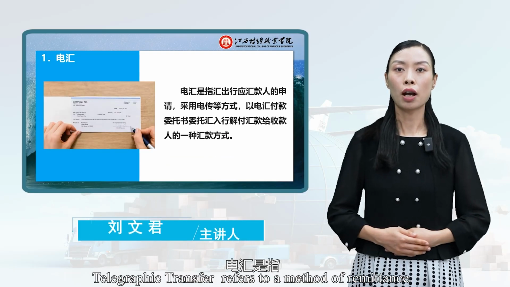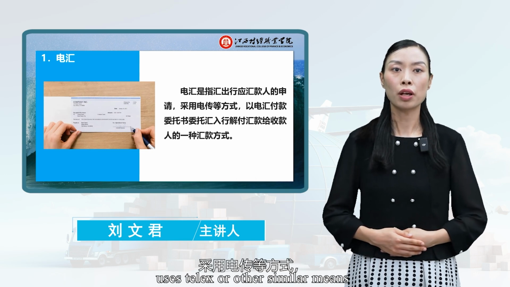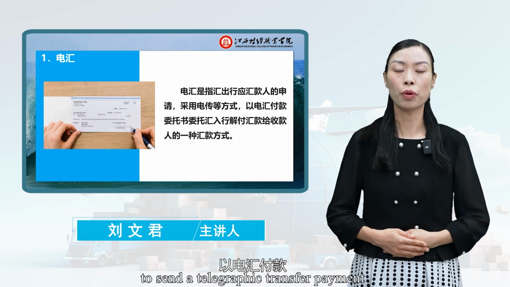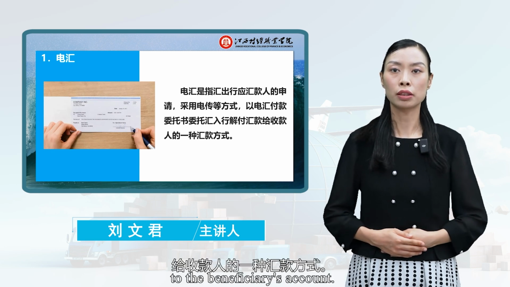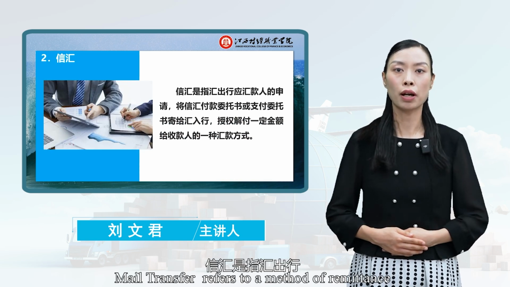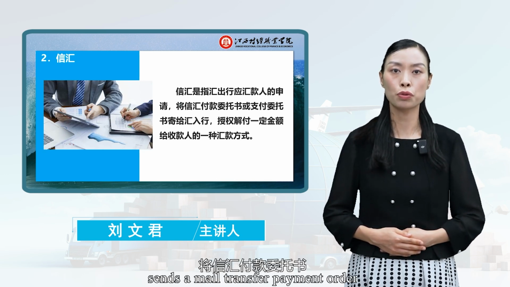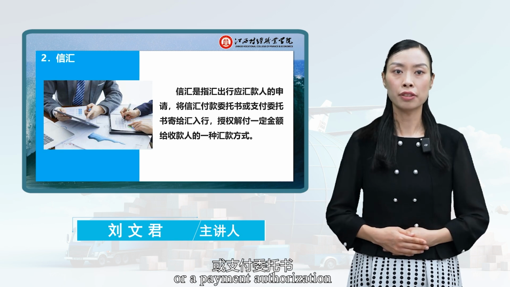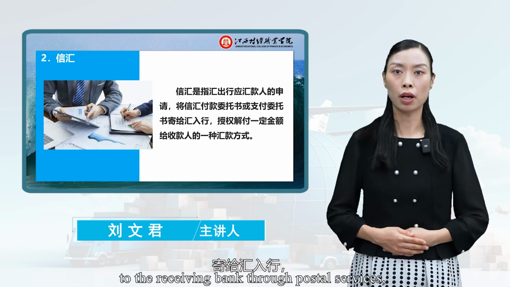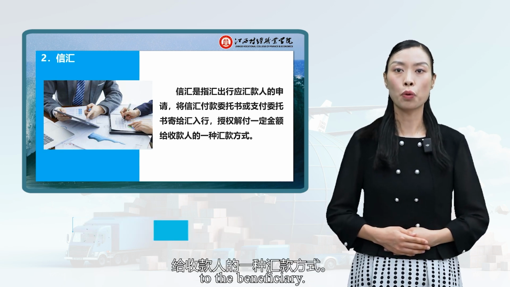Telegraphic transfer refers to a method of remittance where the sending bank, at the request of the remitter, uses telex or other similar means to send a telegraphic transfer payment order to the receiving bank, instructing it to credit the funds to the beneficiary's account. Mail transfer refers to a method of remittance where the sending bank, upon the request of the remitter, sends a mail transfer payment order or payment authorization to the receiving bank through postal services, authorizing the receiving bank to disburse a specified amount to the beneficiary.